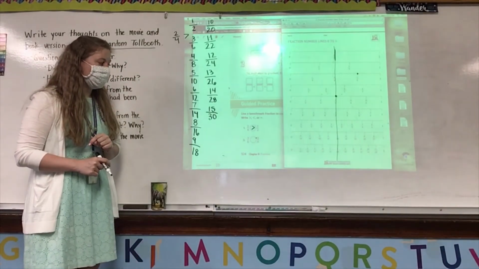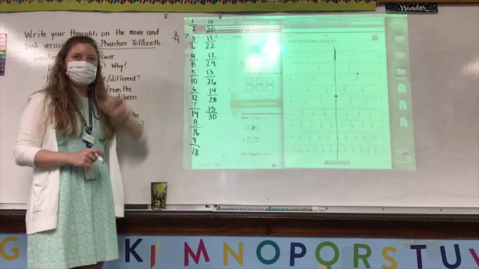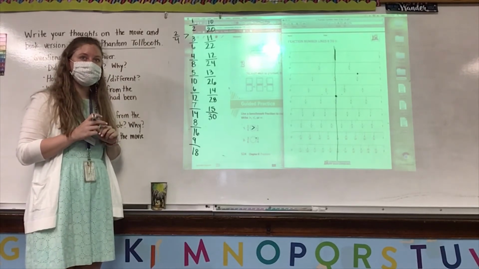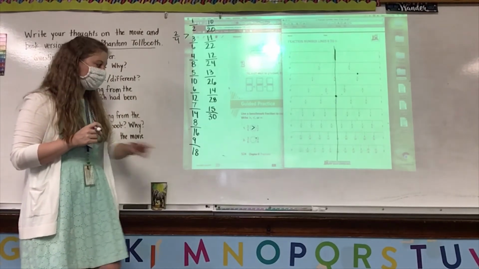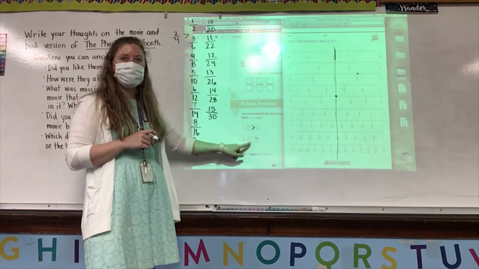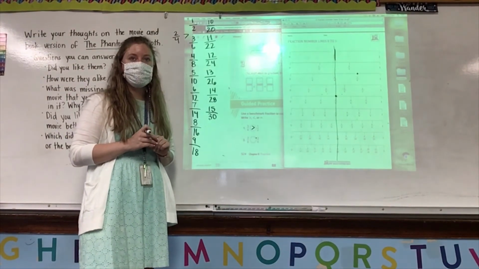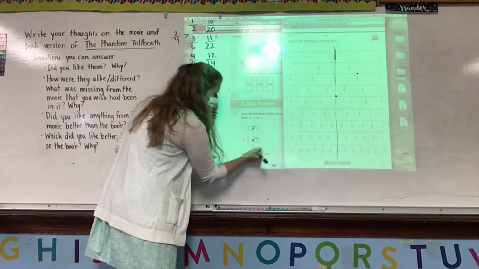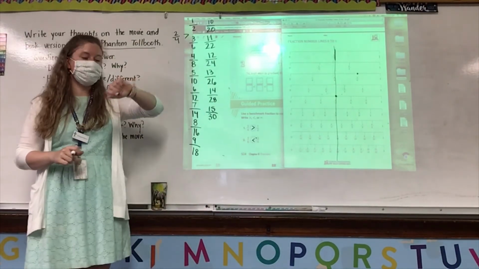So Lena, which one's further to the left? 3/6. Which means, is 3/6 greater than, less than, or equal to 3/4? Less than. Very good. Is everybody with me?